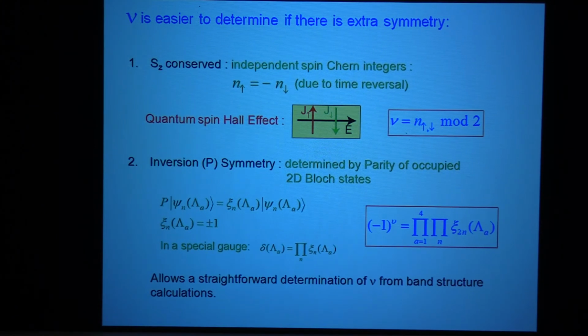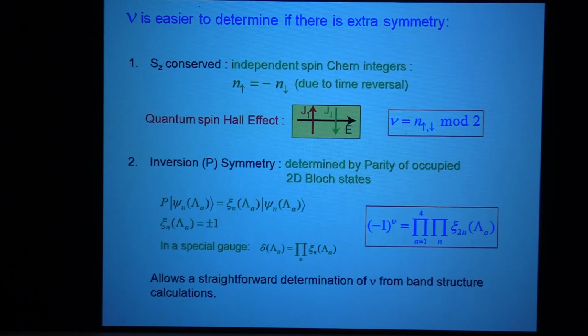And historically, that's the way we figured out the first example of a topological insulator, which was this alloy of bismuth and antimony that Zahid told you about yesterday.